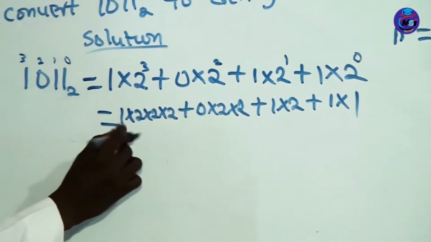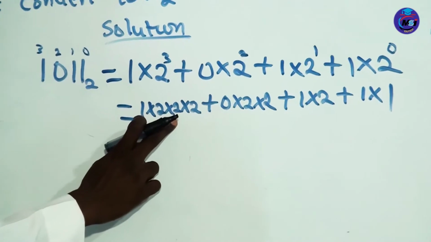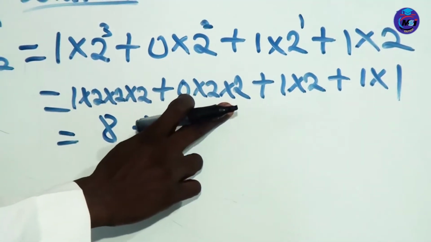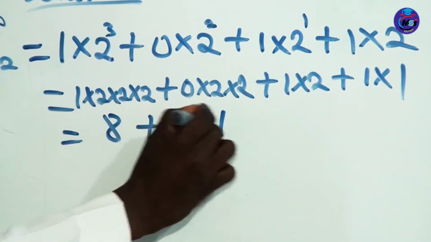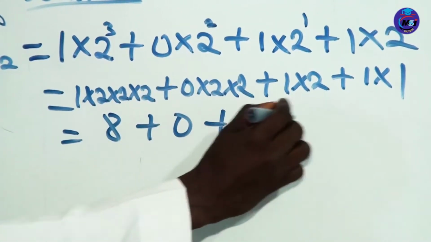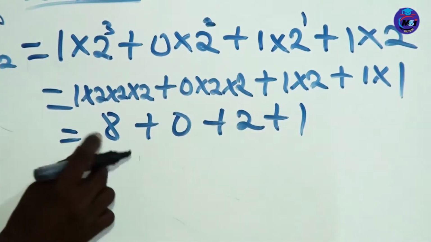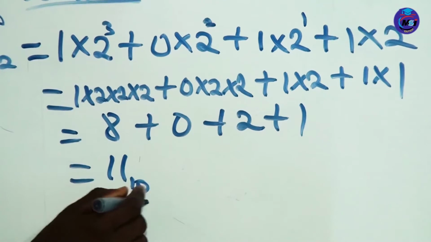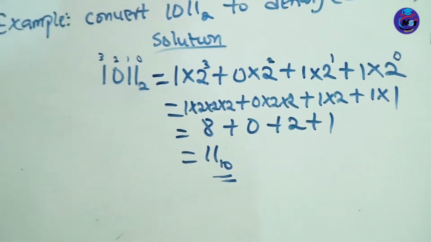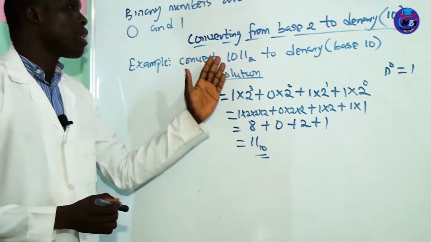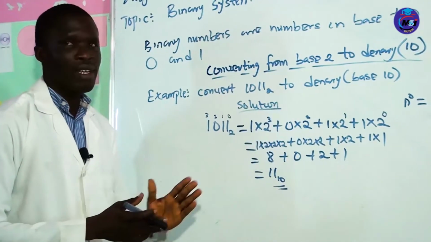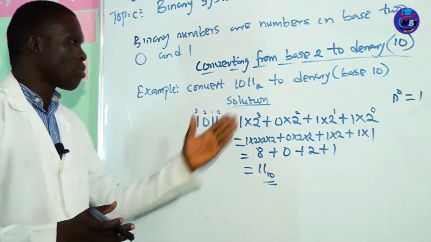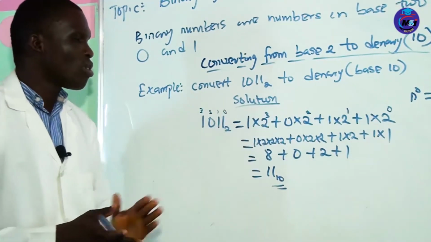Now 2 times 2 will give us 4. 4 times 2 will give us 8. 0 times 2 will give us 0. 0 times 2 will give us 0. 1 times 2 will give us 2, and 1 times 1 will give us 1. So we have 8 plus 2, 10, plus 1, 11 base 10. This is telling you that we convert base 2 to denary, which is the same thing as base 10.